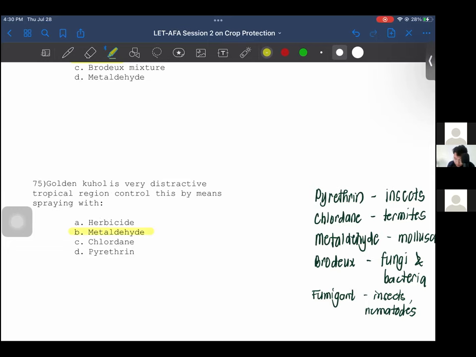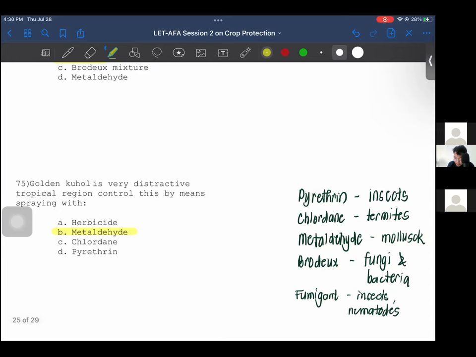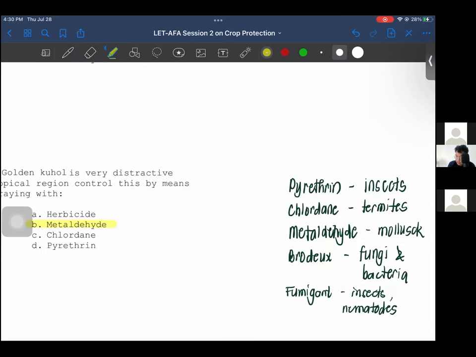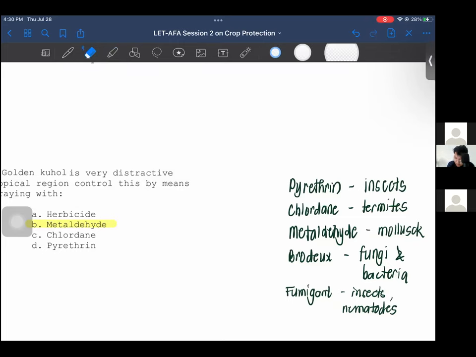Okay. Ito yung mga kinokontrol ng mga na-mention. Metaldehyde, mollusks. Ano ba spelling ng mollusks? Basta yun. Mga metaldehyde sa mollusks, ang proteomics ay sa fungi at bacteria. Ito actually karaniwang ginagamit ng fumigant. Ayan. Fumigant, insect, and nematodes.